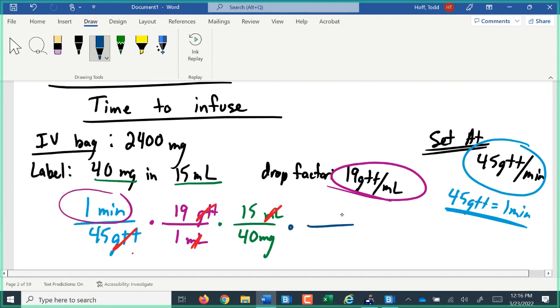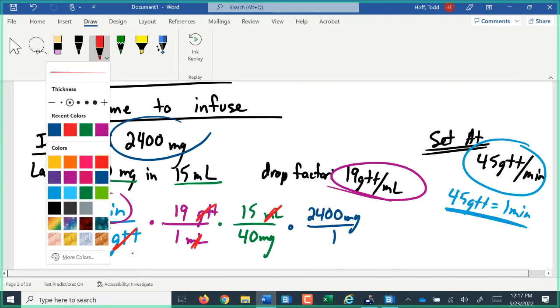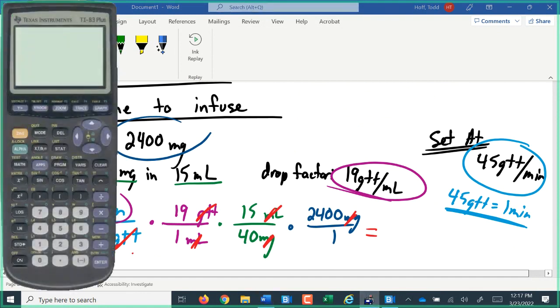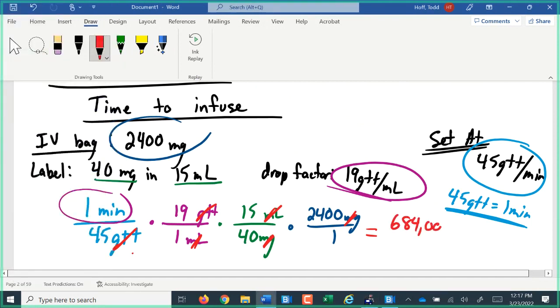And we look at the doctor's order here. That is for 2,400 milligrams. And we just put that over 1 because there is nothing else related with that. But it will cancel out the milligrams. So on top we have 1 minute times 19 times 15 times 2,400. That gives us 684,000 minutes.